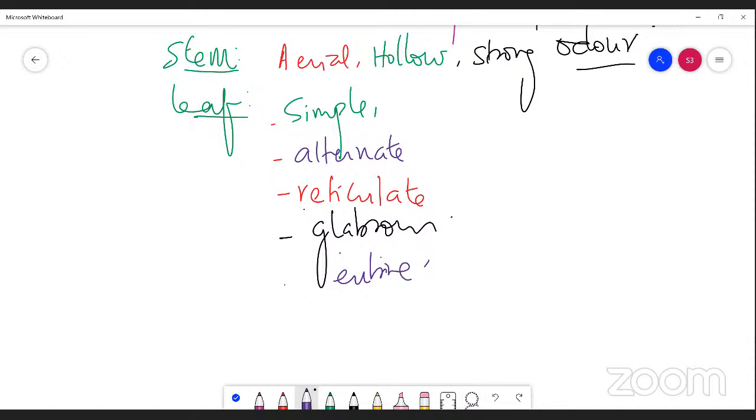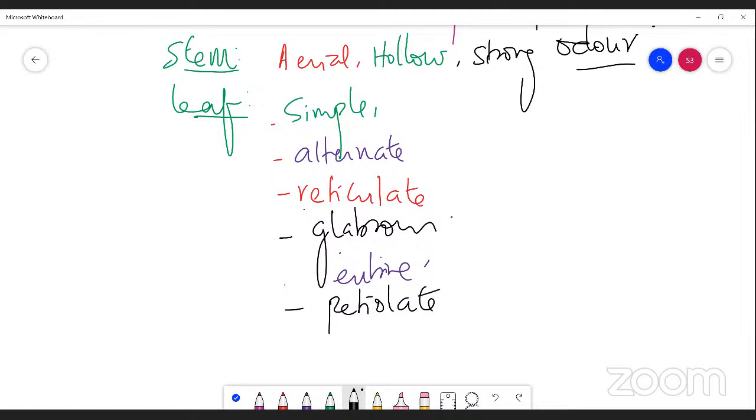Entire leaf, glabrous. Type of phyllotaxy is alternate. Type of venation is reticulate venation, and the nature of the surface is glabrous, very smooth at the surface. Upper side of the leaf, when you touch the plant, you feel glabrous, very shining, on the upper side of the leaf, and the entire leaf, and it has a very long petiole. So hence it is known as petiolate.